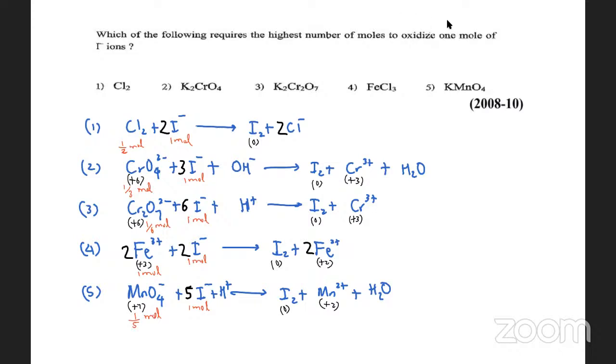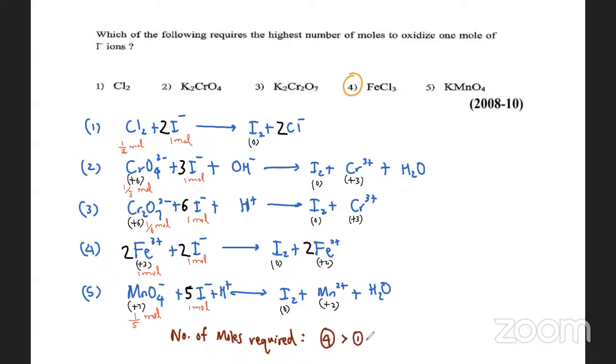Therefore, the obvious answer is the third one, because all the others are fractions less than 1. No, not third one, fourth one, sorry. This is half, right? In case in a future question they ask you to arrange them according to the number of moles required in ascending or descending order, how will you write? Who will have the highest? 4, because it's 1.